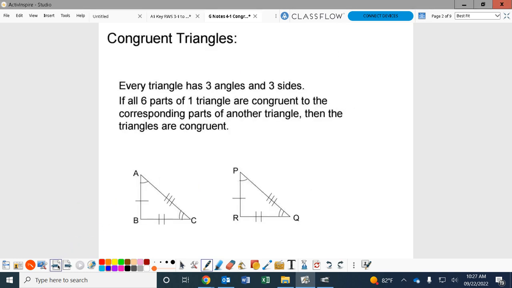So, getting started. In order to have congruent triangles, first of all, they must be triangles, so they're going to be triangles.